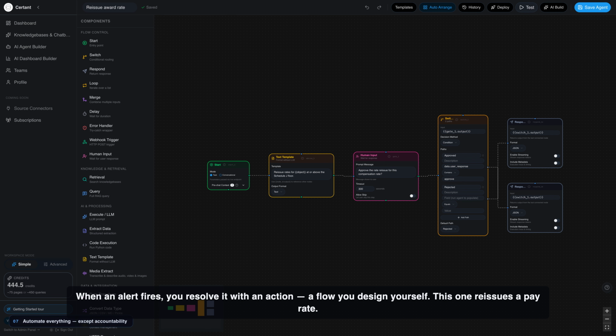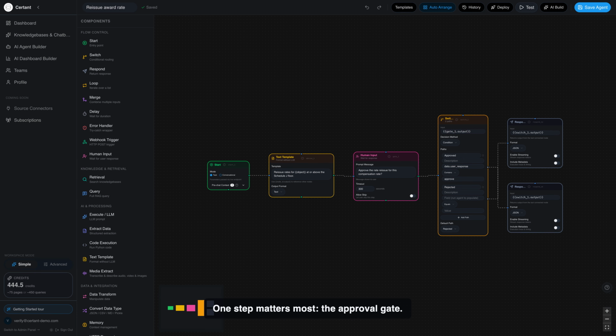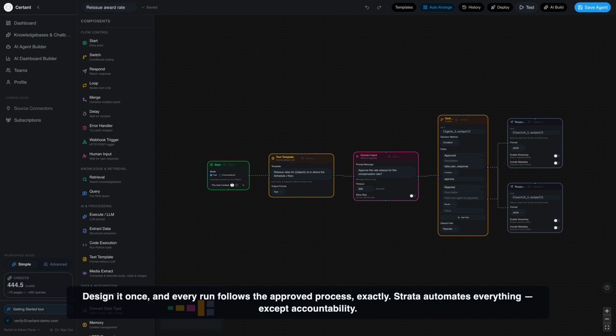When an alert fires, you resolve it with an action, a flow you design yourself. This one reissues a pay rate. One step matters most, the approval gate. Nothing this action touches can happen until a person signs off. Design it once and every run follows the approved process exactly. Strata automates everything except accountability.